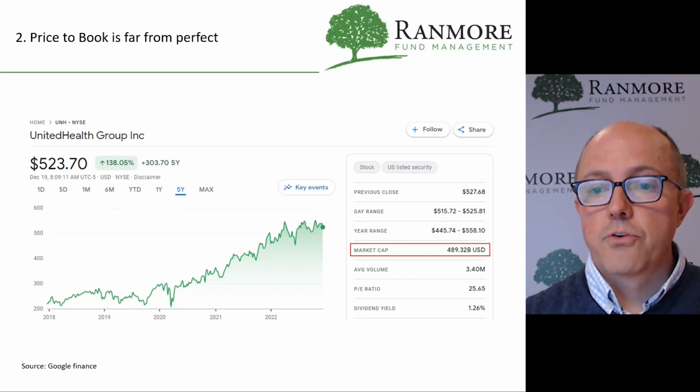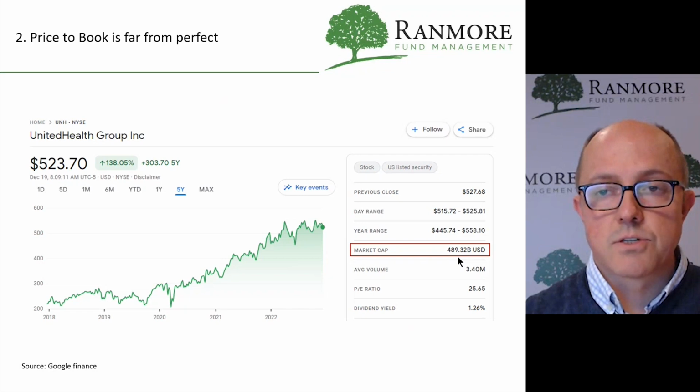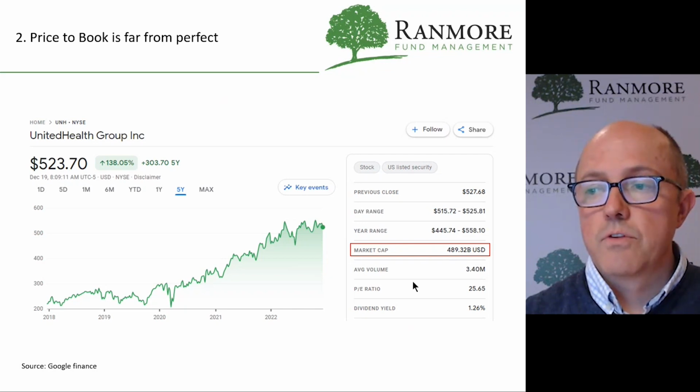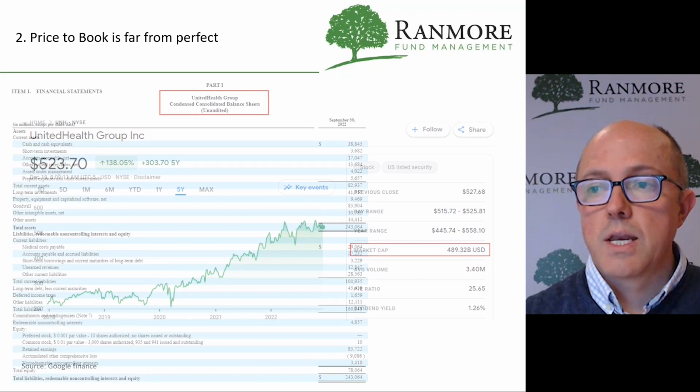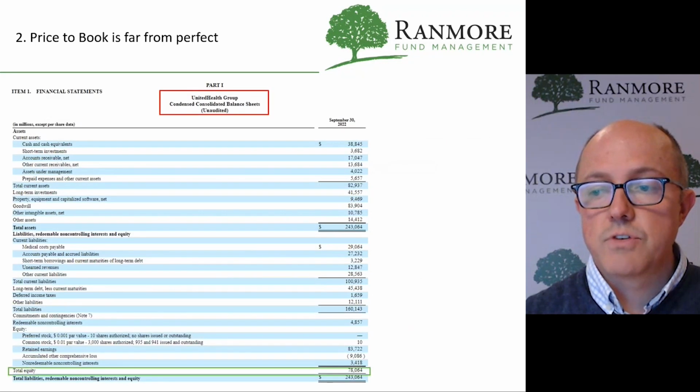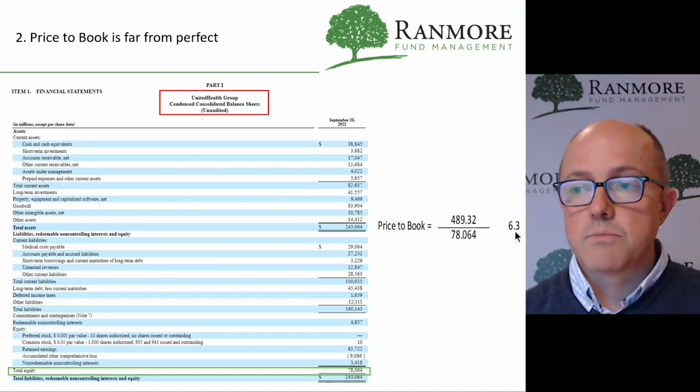Here's United Health Group, and this is from Google Finance. Its market cap's 489 billion. This is a top 10 holding in one of the value indices, 489 billion. What's its book value? 78 billion. What's its price to book? 489 divided by 78, and you get 6.3 times book value.